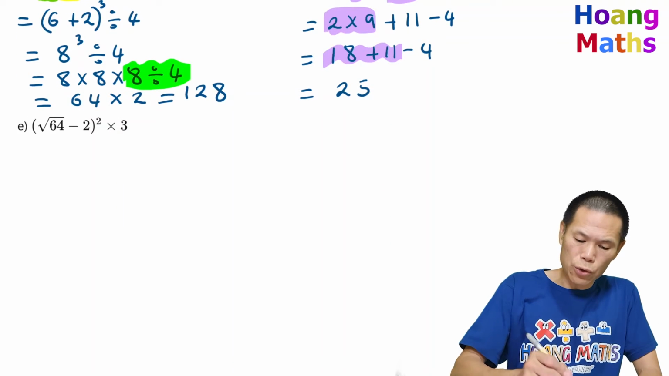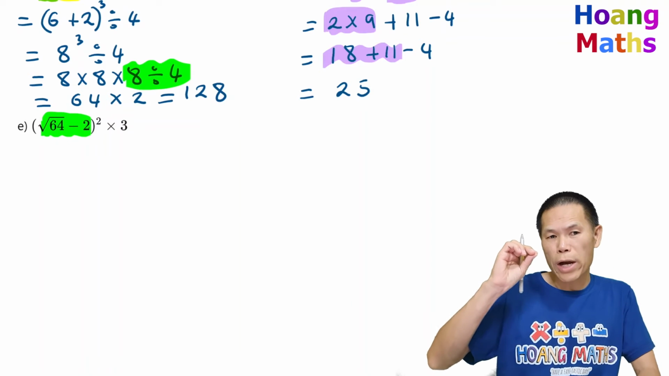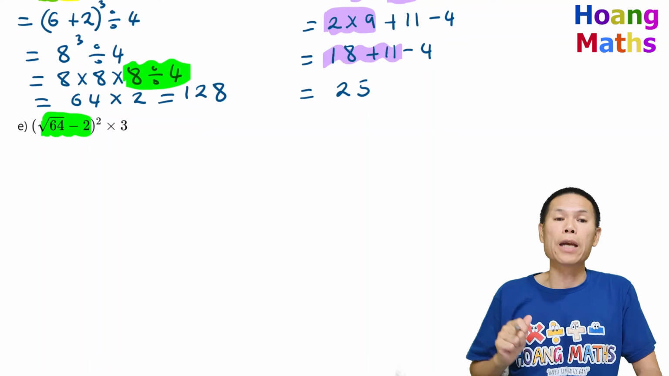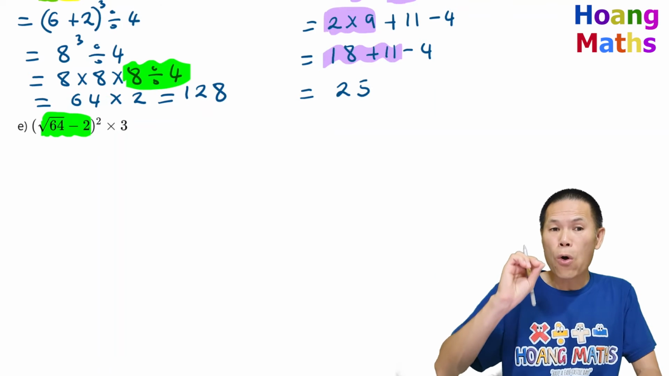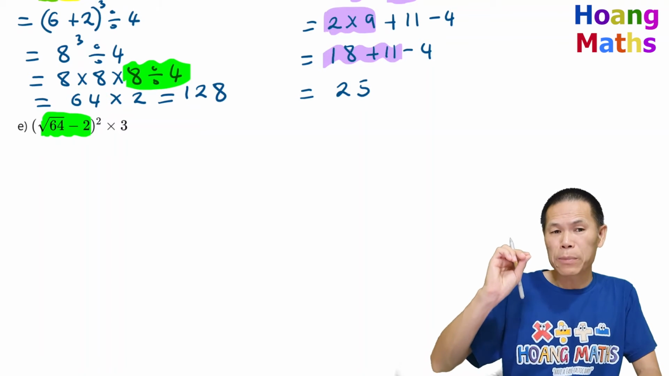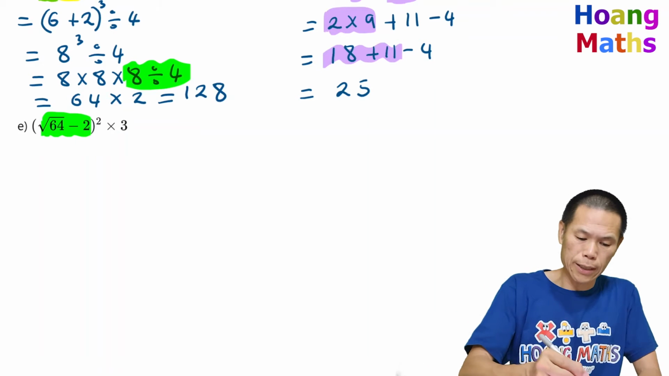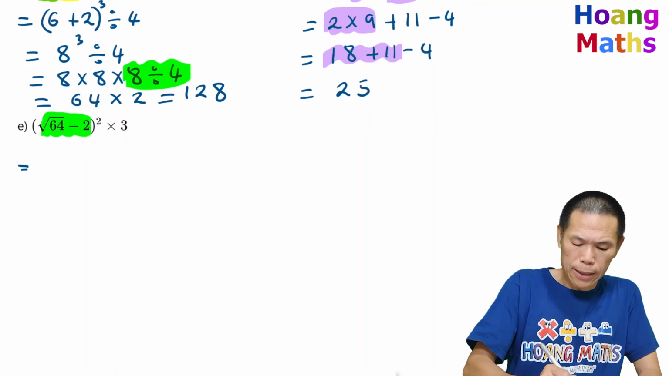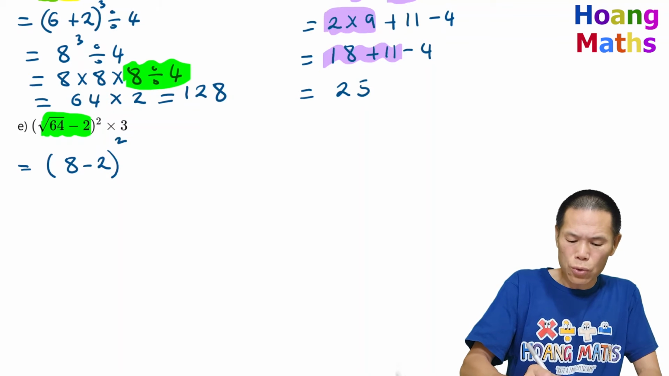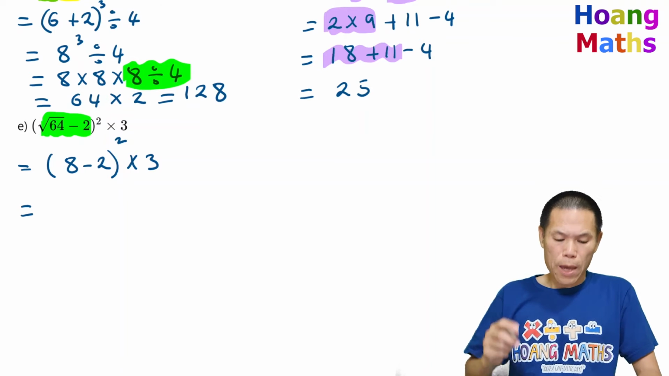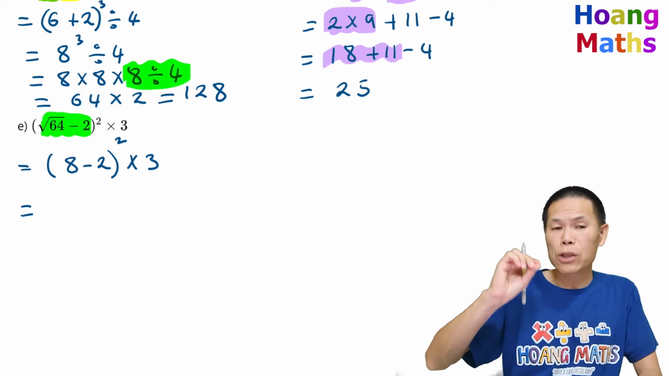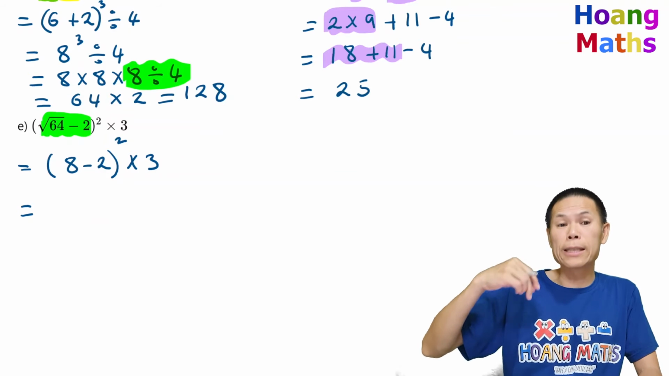Again, we need to do inside the bracket first. Inside, we need to work out square root of 64 first. And we know that 64 is 8 times 8. So therefore, square root of 64 gives me 8. So inside the brackets equals 8 minus 2, and then power of 2 times 3. And we know that 8 minus 2 is 6. So that is 6 squared.